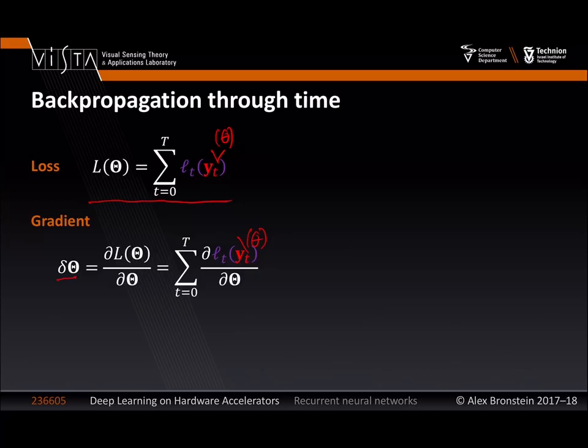Okay, so let's just remind ourselves how y and h are obtained. So y is a function of theta, of h_t. And h_t, in its turn, is a function f of theta, of h_{t-1} and x_t. So x_t is just constant, it's just an input. So there is a dependence on theta here, and of course this is also a function of theta. Okay?